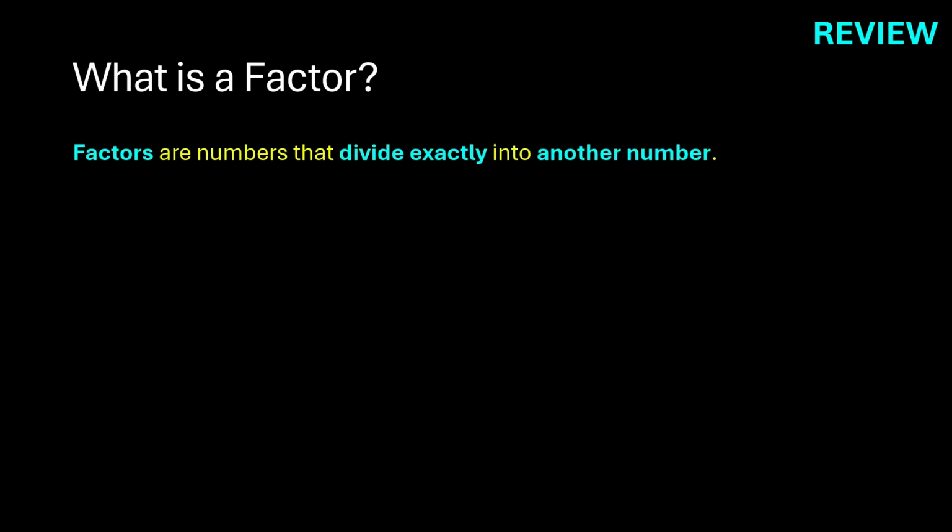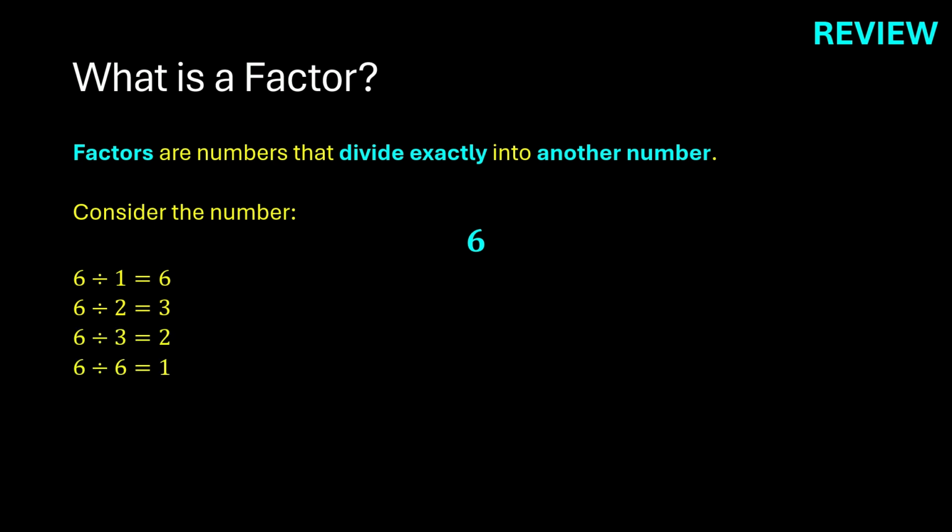Now let's take a look at factors. What is a factor? Factors are numbers that divide exactly into another number. So consider the number 6. 6 divided by 1 equals 6. 6 divided by 2 equals 3. 6 divided by 3 equals 2. And 6 divided by 6 equals 1. Therefore, the factors of 6 are 1, 2, 3, and 6.